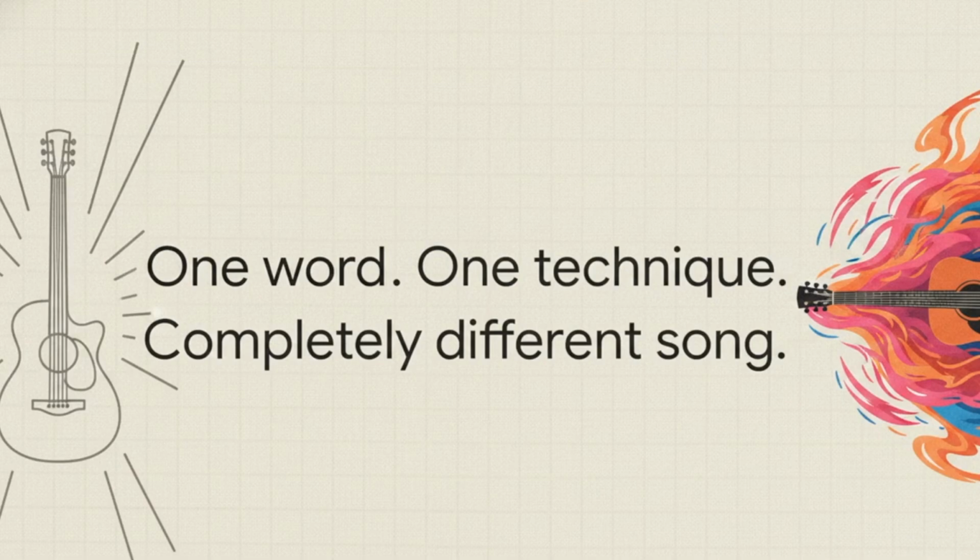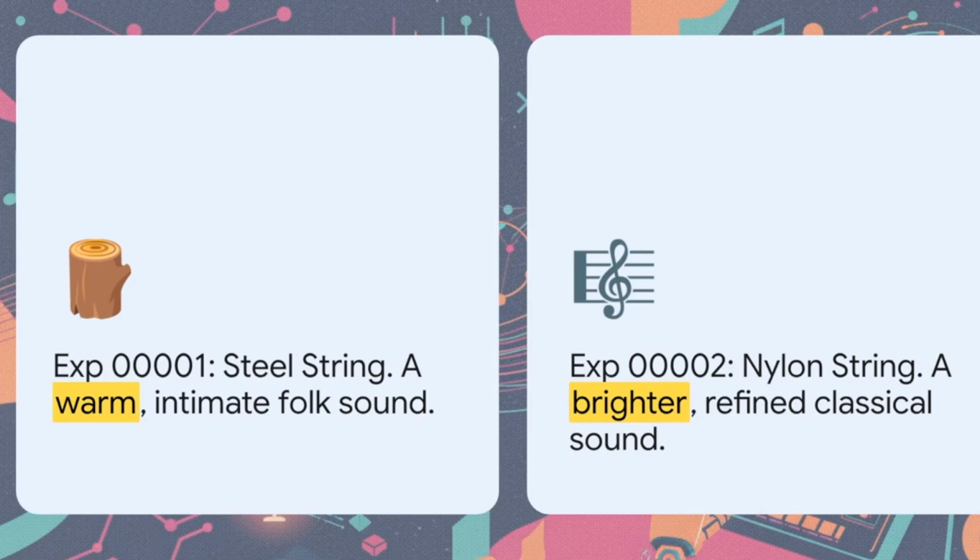When you give an AI music generator a specific, intentional instrument instruction, not just guitar, but fingerpicked steel string acoustic guitar, the result shifts dramatically. The texture changes, the mood changes, and the emotional weight of every single lyric transforms. One word, one technique, a completely different song. And honestly, this is just the beginning.